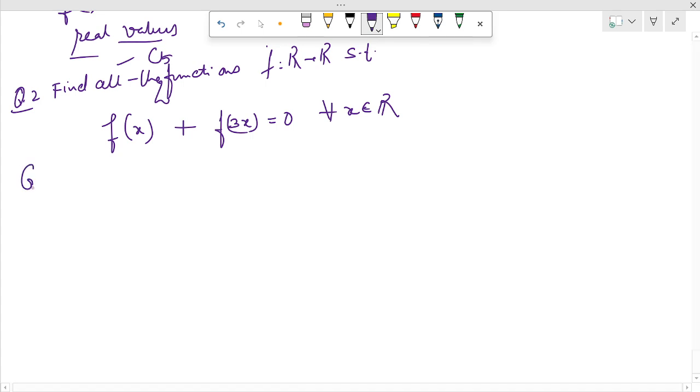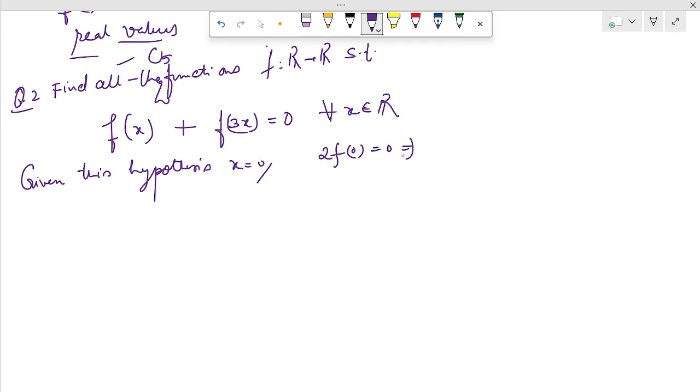So given this hypothesis, we understand that f(0) will be equal to 0. How come? Because if I write x equal to 0, it implies 2f(0) equal to 0, which implies f(0) equal to 0. Because it is true for all real x, it must be true for 0 also. So this is the first thing that I'm writing: f(0) equal to 0. Is that fine?